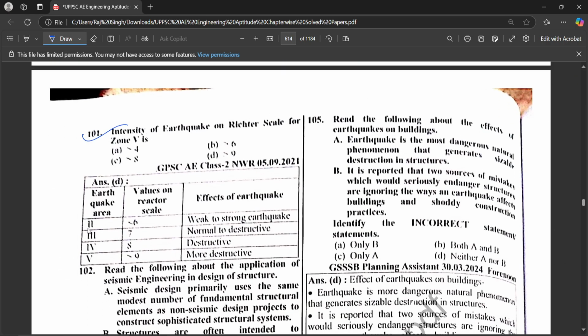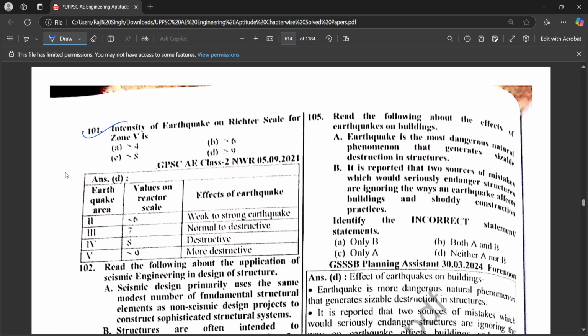Match the following. Intensity of earthquake on Richter scale zone 5 is, which is greater than 9.